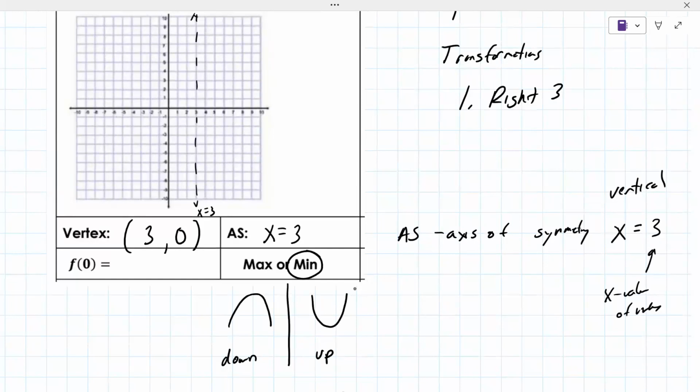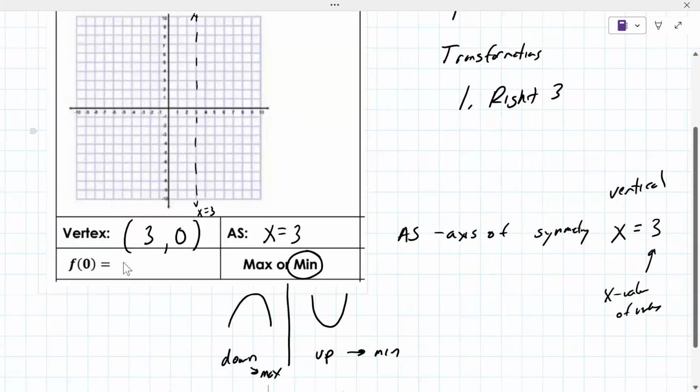Min. If it opens up, it has a min. If it opens down, it has a max. So those are more like note cards, more like things to remember. You got a lot of them. This test is a lot of stuff to remember. So get this stuff down sooner rather than later.